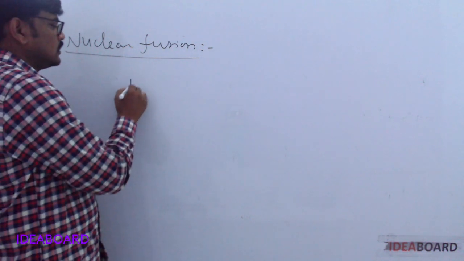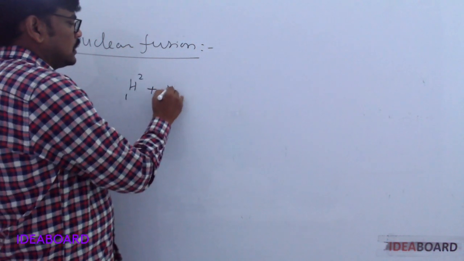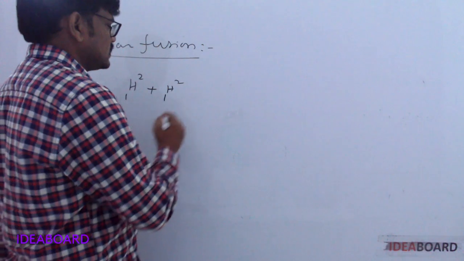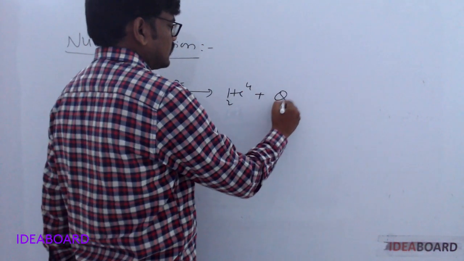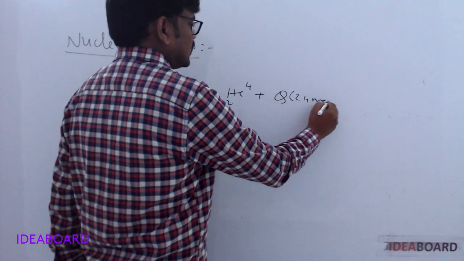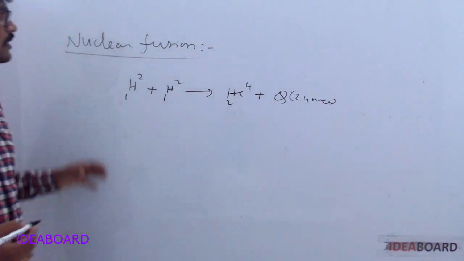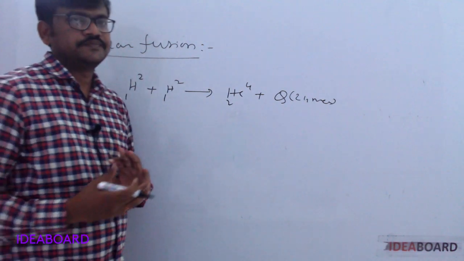For example, H-2 plus H-2, we get helium-4 and release of some energy, 24 MeV. So this phenomenon is called nuclear fusion.